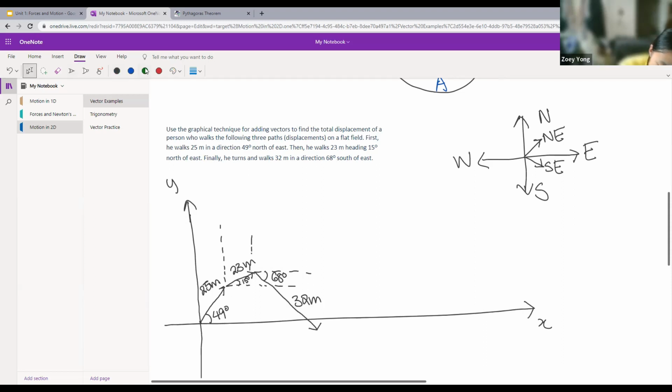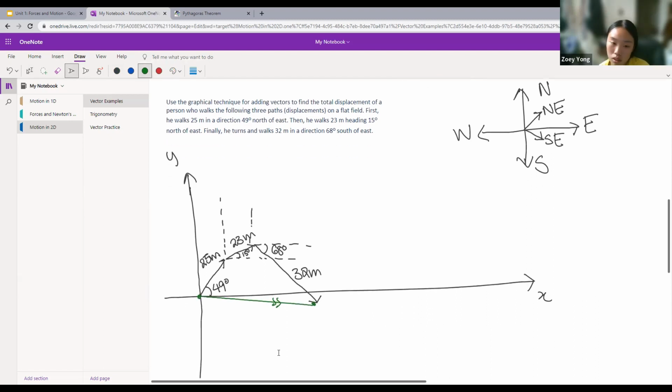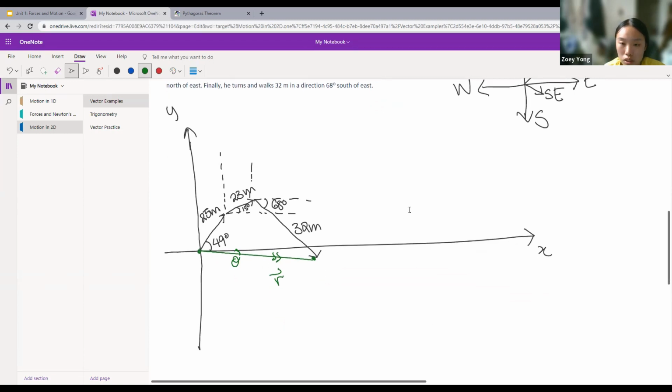So what's the resulting vector? See how I've been doing everything head to tail? We want to know what this very tiny angle is, and we want to know how long this arrow is, and we're going to call that r. So how do we find r? How do we find the angle theta?